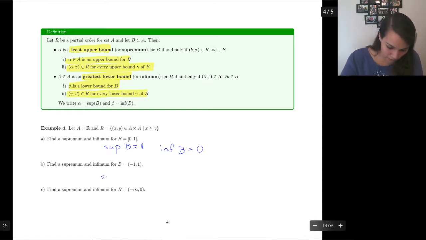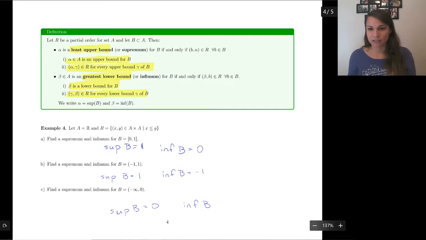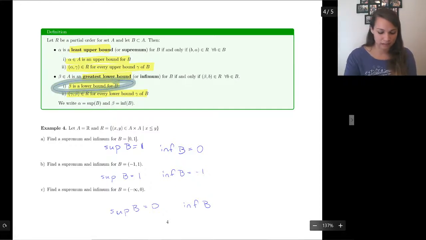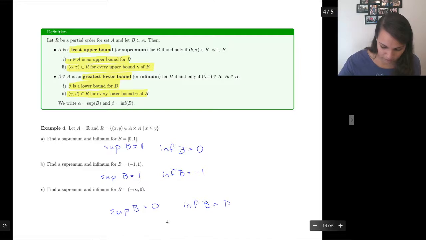Let's do it again for a couple more. So the supremum of this B is still 1. The infimum of this B is -1. The supremum of B here is going to be 0. And then remember that this set did not have any lower bounds. And since the very first qualification to be the greatest lower bound is to be a lower bound, it is not surprising that the infimum also does not exist.